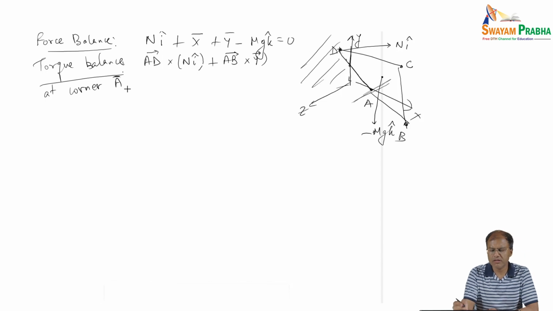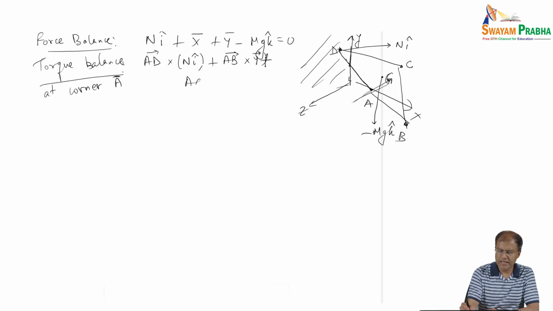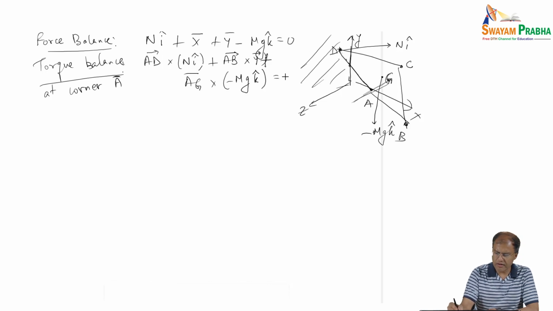So we have an axis which is passing through A. So AD cross N i, and then we have AB cross Y. So this is the torque balance about A. And then plus we have, let's say, G being the center of mass, which is where the weight is acting. So we have plus AG cross with minus mg k, right? And we see that this is equal to 0.